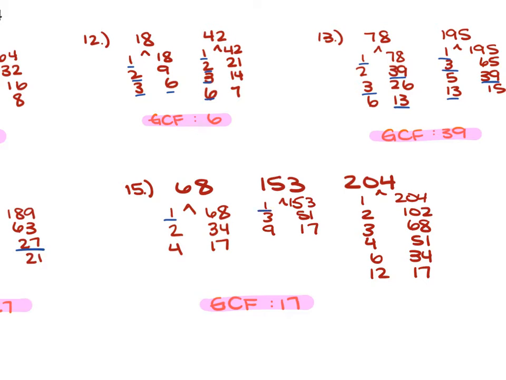So they're all divisible by 1. They're not all divisible by 2. They're not all divisible by 3. They're not all divisible by 4. But they are all divisible by that 17 as well.